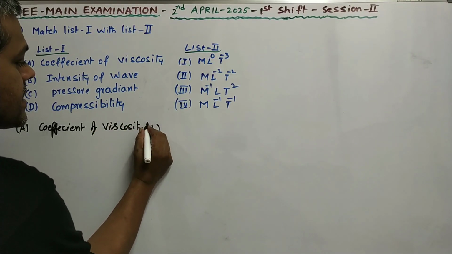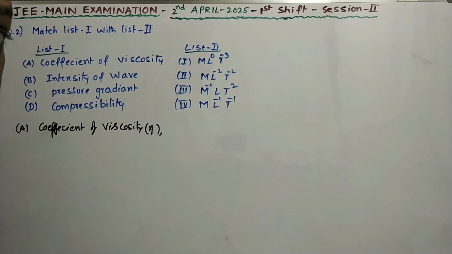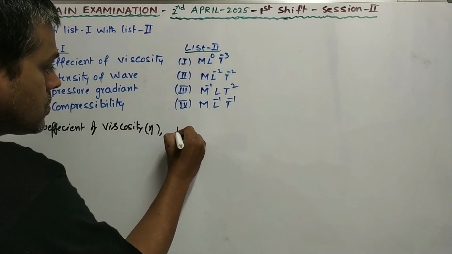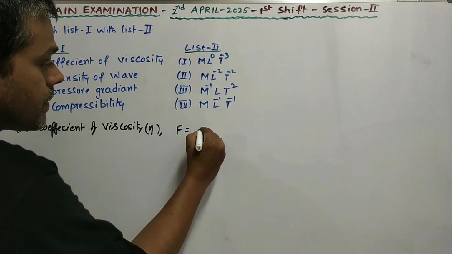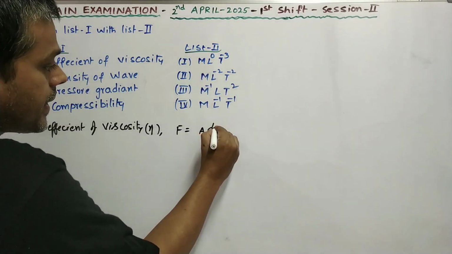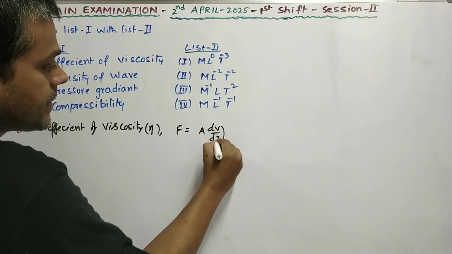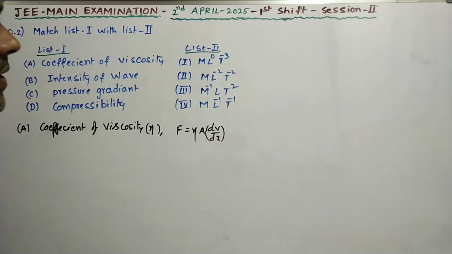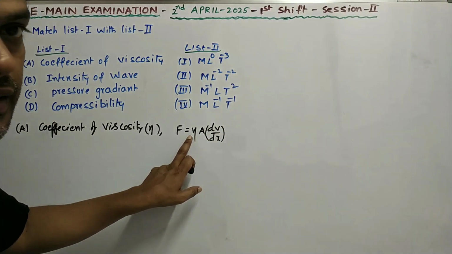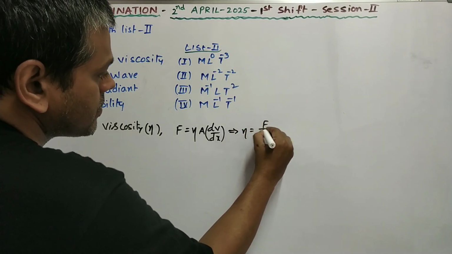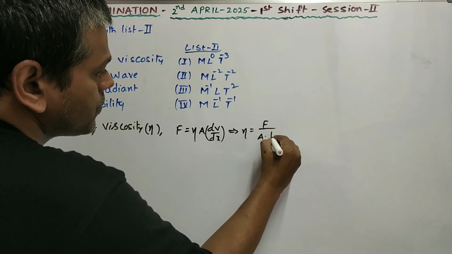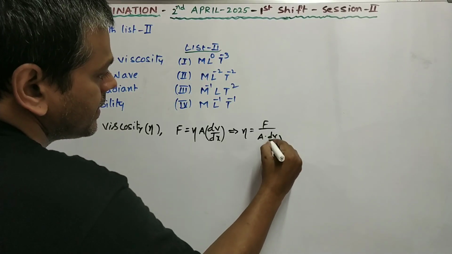Okay, it is represented by eta, which is obtained from the definition of viscous force. The viscous force between two successive layers is directly proportional to the cross-section area and directly proportional to the velocity gradient. When you remove the proportionality and put a constant, that constant is the coefficient of viscosity. That implies the coefficient of viscosity eta is equal to F by A into the velocity gradient dV by dx.